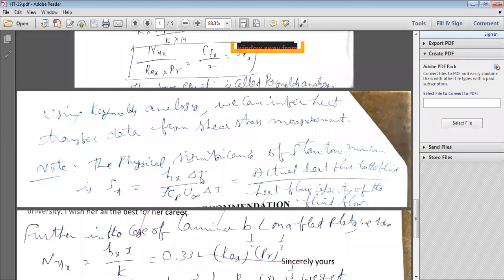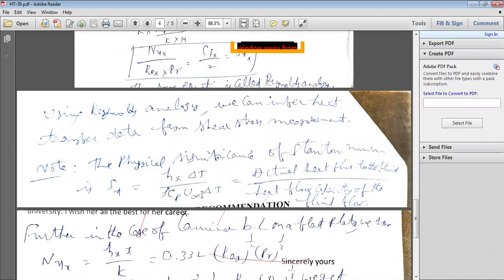So h_x delta T per unit area, h A delta T, that is the actual heat flux per unit area, the actual heat flux to the fluid. This much flux you are giving to the fluid. Then this is rho Cp U delta T, that is m C delta T per unit area. Density into volume flow rate, the mass flow rate.